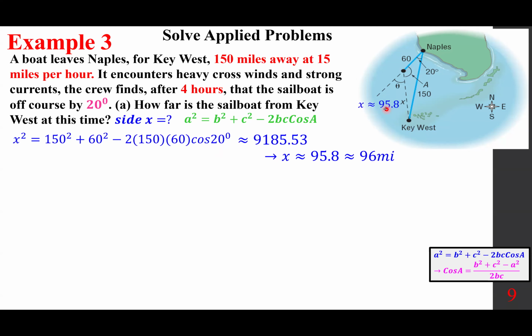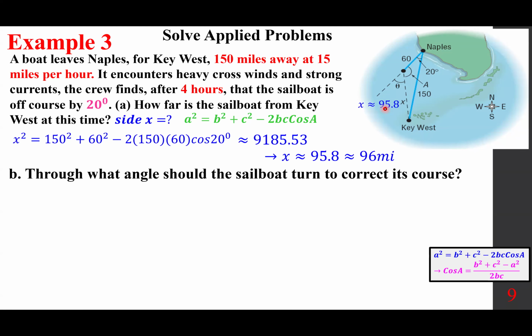So x is found to be 95.8 miles, roughly 96 miles. Through what angle should the sailboat turn to correct its course? So we're going this way by mistake. So we have to go this way. That means we have to make some angle, and that angle is theta. So what is this angle theta? That's what the question is asking. Find the angle theta. That's all it's asking.